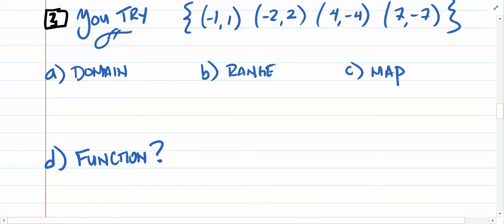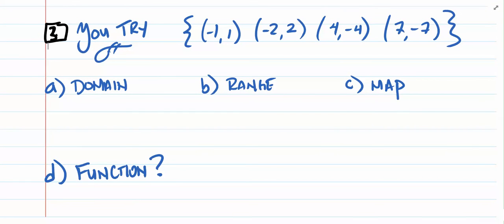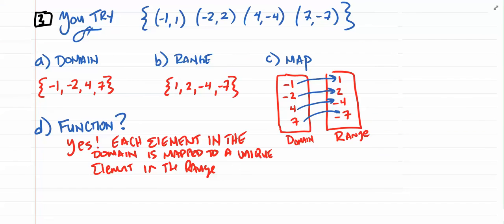Box number 3 is a U-try. So in this case, I want you to tell me the domain, the range, draw a map, and tell me whether or not it represents a function. Hopefully you got the right answer. If not, here you go.